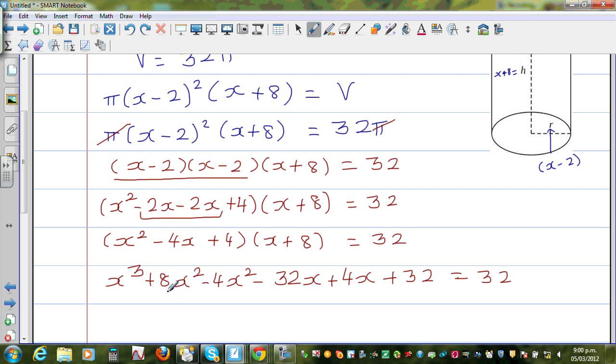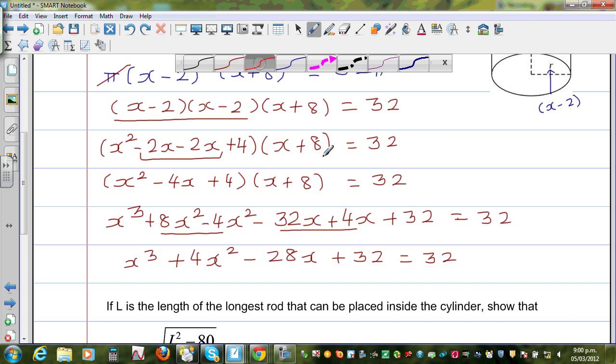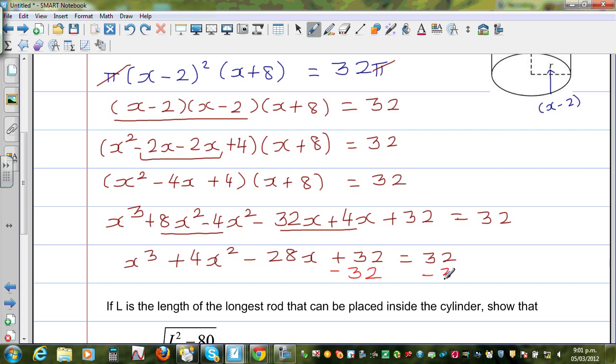So let us simplify this first. So this is x cubed, okay, I don't have space, I'll try to finish it off. So this is plus 4x squared, minus 28x plus 32 is equal to 32. So you've got 32 on both sides, or you can take away 32 from both sides. If you take away 32 from this side, you can take away 32 from this side.